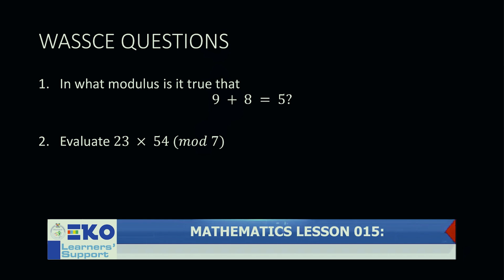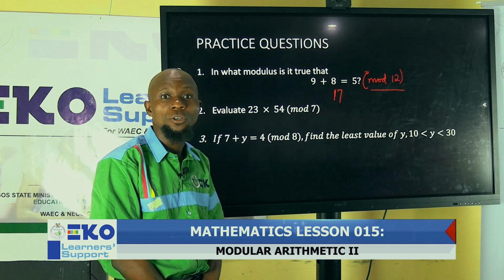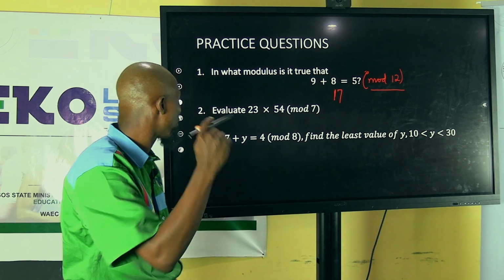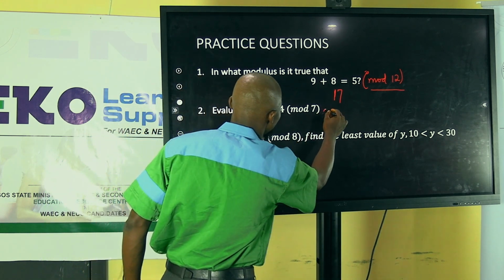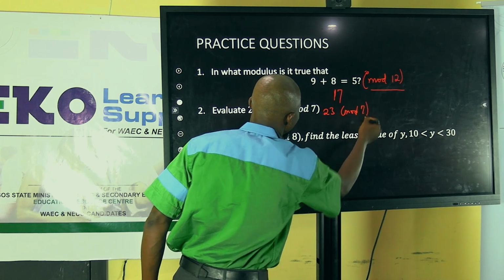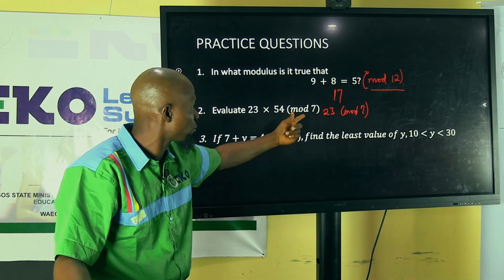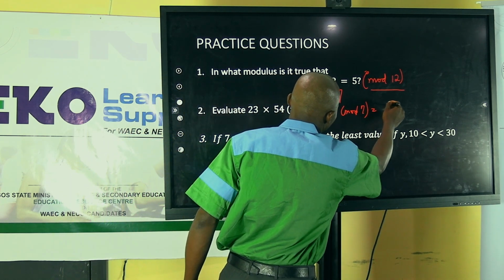23 multiplied by 54 modulo 7. Let's see how we can do that. You do it individually. 23 modulo 7. If I divide, the closest multiple of 7 to that is 21. So 23 minus 21 is 2.